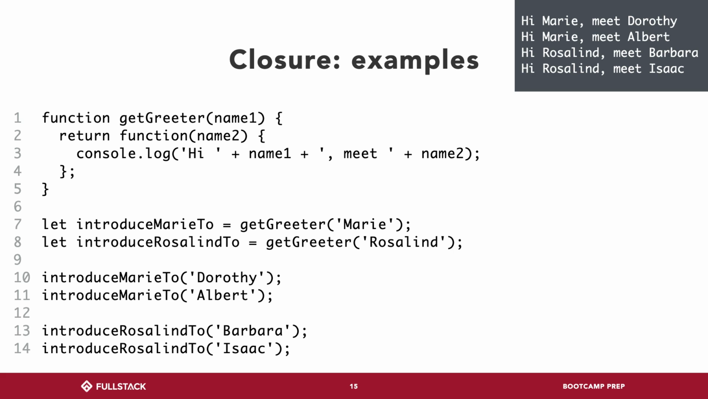Introduce Mary to whatever you're passing that function. Introduce Mary to Dorothy: hi Mary, meet Dorothy. Introduce Mary to Albert: hi Mary, meet Albert. This is just a naming thing. But in my mind, that would have been hi Dorothy, hi Albert. It's equal to getGreeter Mary. Well, it doesn't matter, it's just the names. You understand though that the return function is being assigned to those things, and that they're being called with another parameter, right?